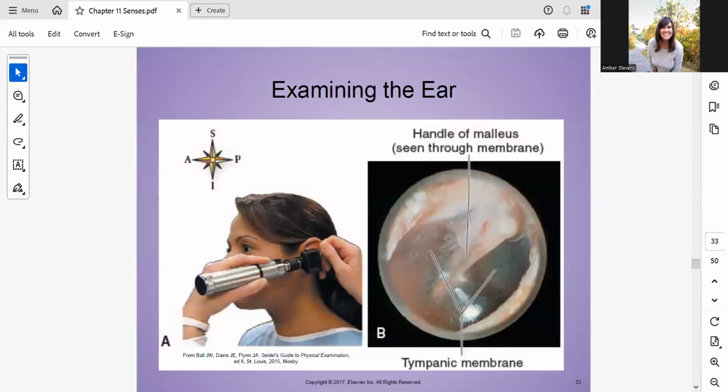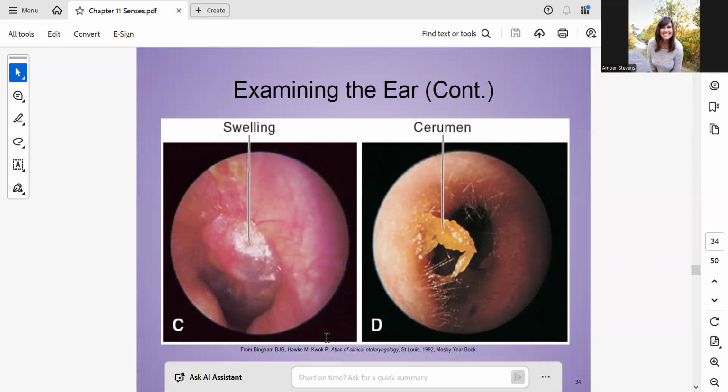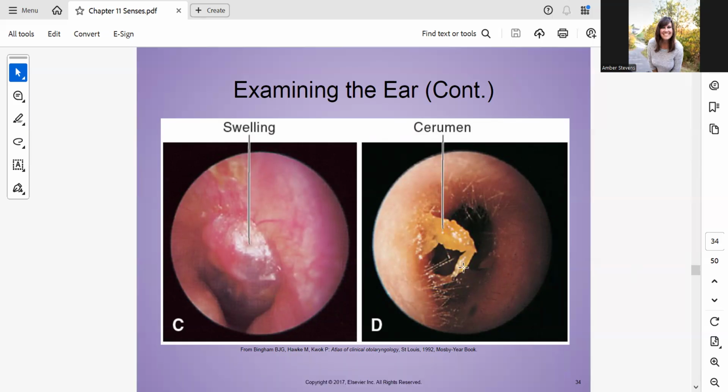And this is what it looks like when they're doing an ear exam. And here you can see where the eardrum or the tympanic membrane is swollen from like an ear infection. And then this is the cerumen or earwax and what it looks like in the ear.